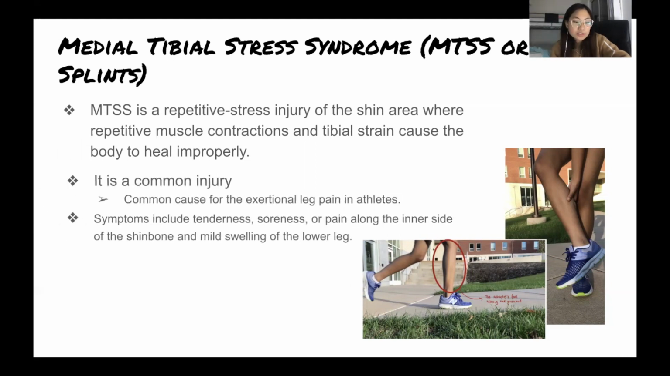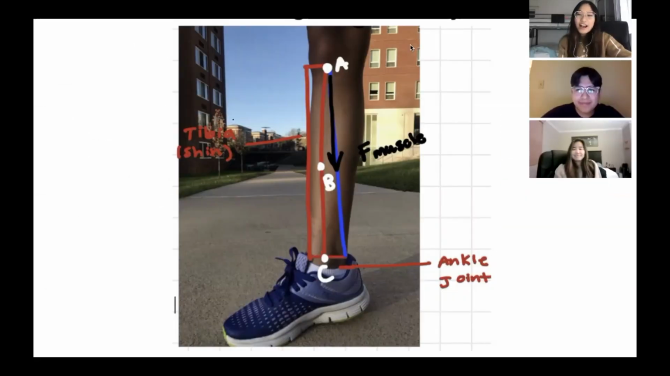It is a very common injury, and it's a common cause of exertional leg pain in athletes. Some of the symptoms you might have already seen in the video include tenderness, soreness, or pain along the inner side of the shin bone and mild swelling of the lower leg. So let's take a deeper look into what might be causing shin splints from a biomechanical approach with some professional biomechanists.